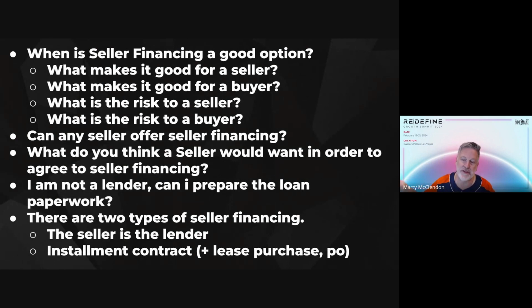The other one, which you see a lot, especially on land, is installment contracts, like lease purchases, where you would negotiate a price, the buyer would still make payments, but title isn't transferred until the buyer pays the property off. So sometimes that's called a lease purchase or a land sales contract. We're not talking about that today, but that's another option for a seller to sell to a buyer.